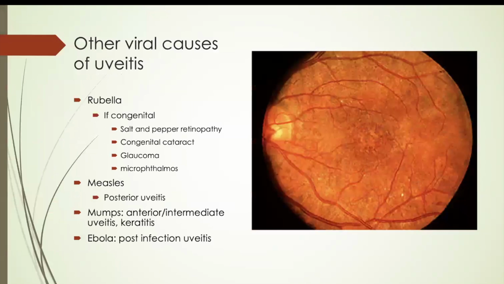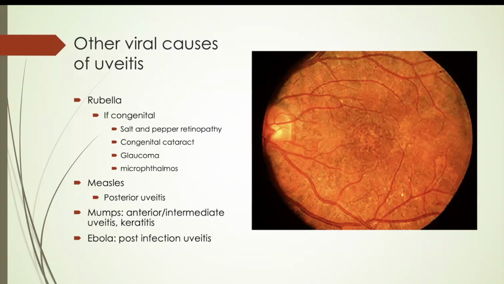Other causes of viral uveitis include rubella, measles, and mumps. In congenital rubella, you might have a salt and pepper retinopathy. They may come with a congenital cataract or glaucoma, microphthalmos. This picture shows a salt and pepper retinopathy in a patient with rubella.